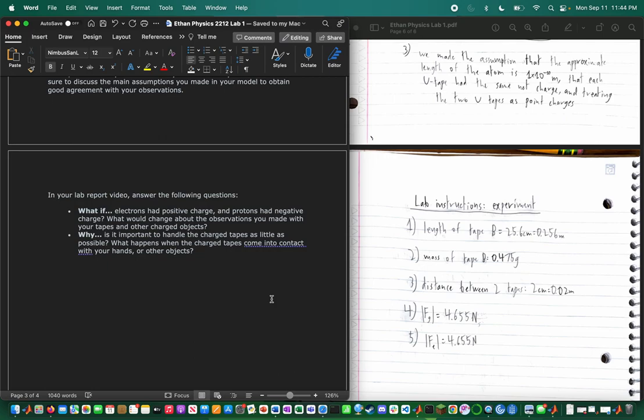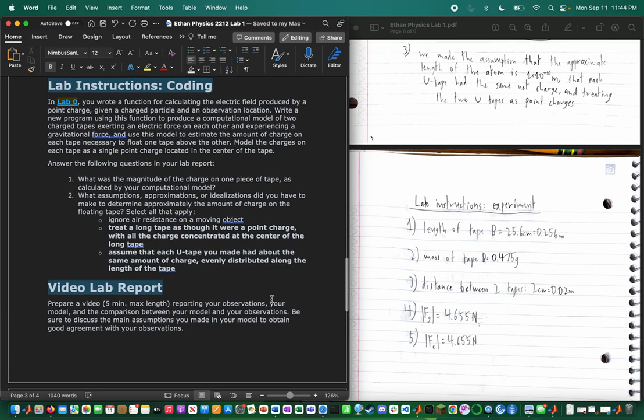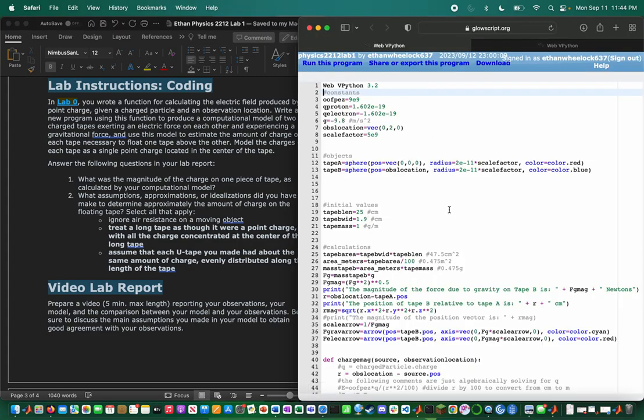It's important to handle the charged tapes as little as possible, because when charged tape comes in contact with hands or other objects, it loses some charge when they touch. So we have to touch it as little as possible before the experiment to avoid this.